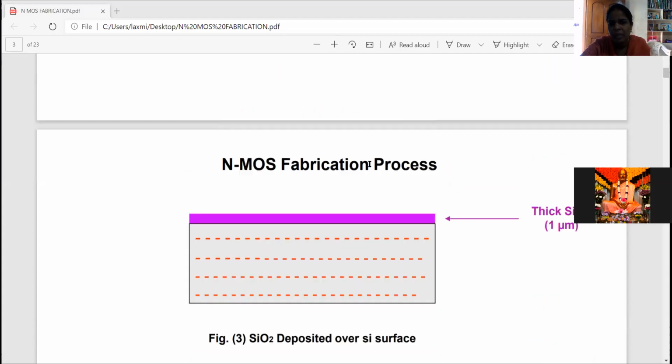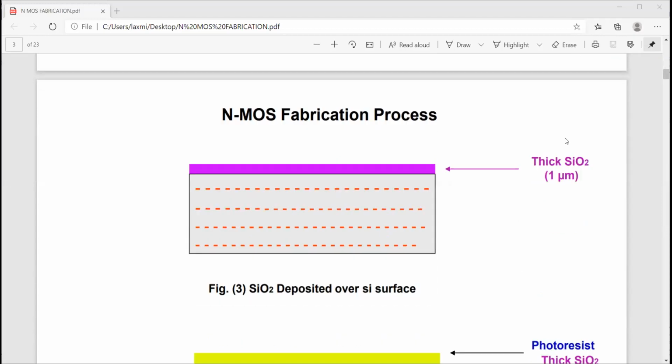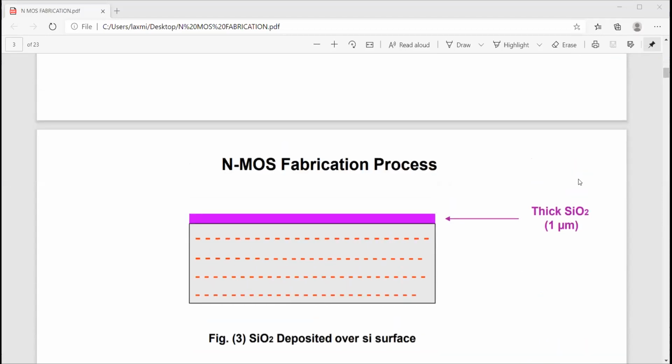You know what a p-type impurity is. Can you see this thick silicon SiO2? Have you seen it? Yes, ma'am.